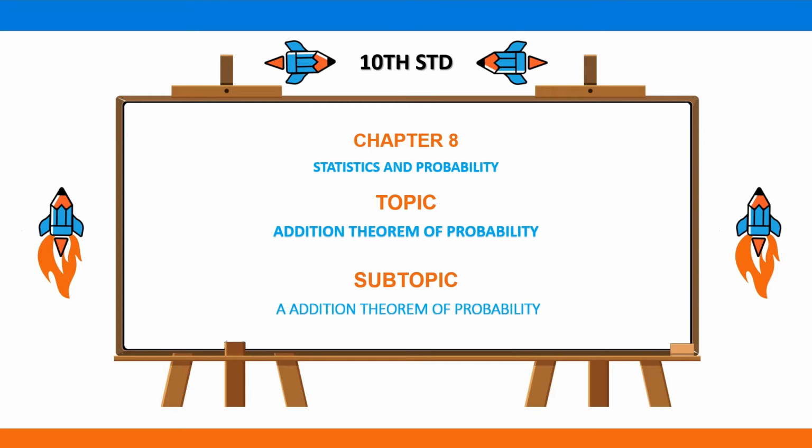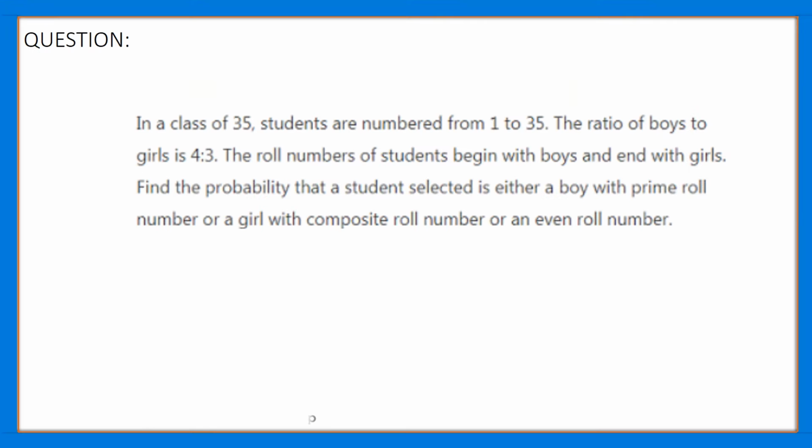On this video, we will show a quick and simple way to solve the question. The given question is, in a class of 35 students numbered from 1 to 35, the ratio of boys to girls is 4:3. The roll numbers of the students begin with boys and end with girls. Find the probability that a student selected is either a boy with prime roll number or a girl with composite roll number or an even roll number.